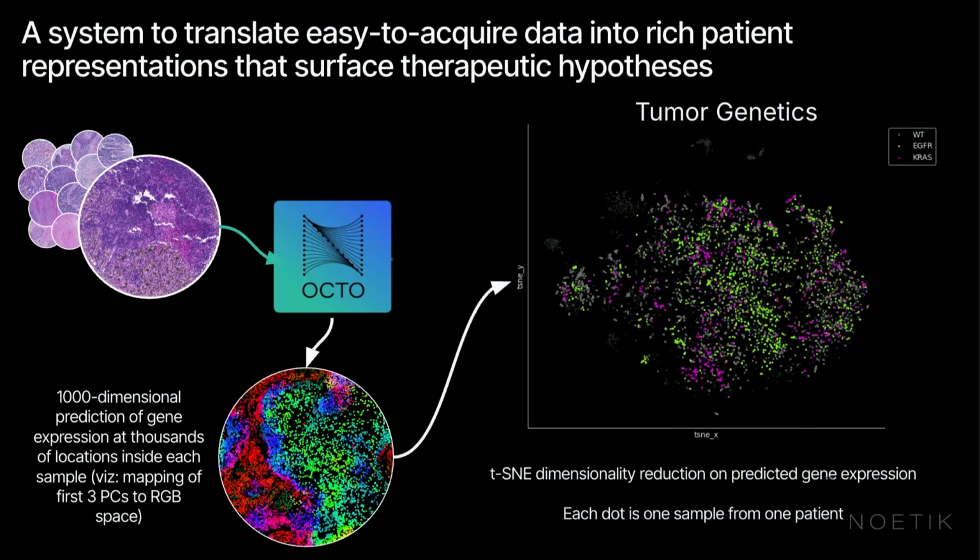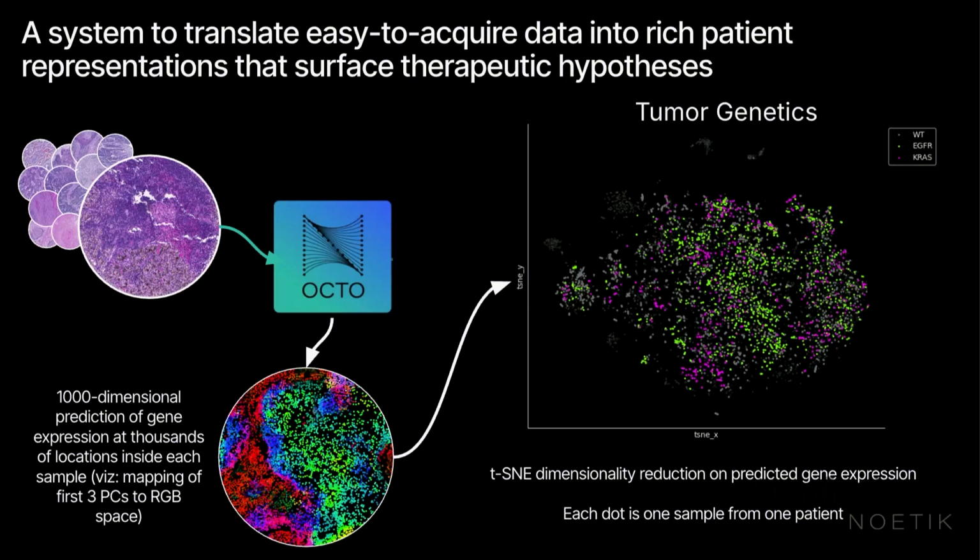But what we will actually do with that is, each dot in the diagram to the right is one sample from one patient, and we're embedding it in a two-dimensional space. In this case, I think we're using t-SNE, and we're putting patient samples together if their predicted gene expression profiles are similar. And what I'm labeling by here is actually the patient genetics.